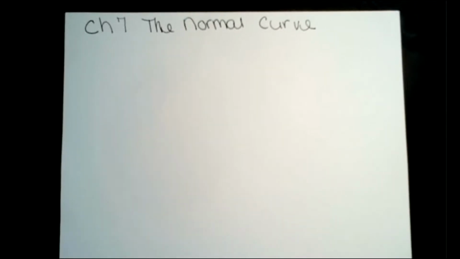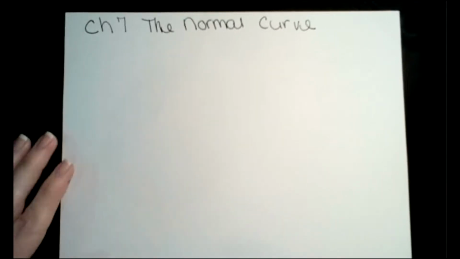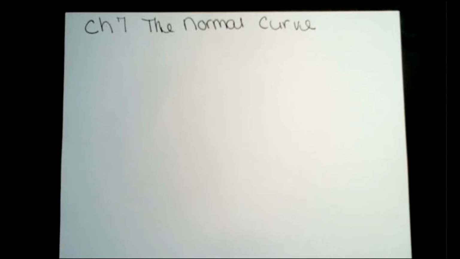Chapter 7 in Stat 1, we talked about the normal curve, and this is where we started talking about probabilities and calculating probabilities. I shouldn't say start, because we start in Chapter 5 when we actually cover probability, but this is where we start calculating those probabilities.